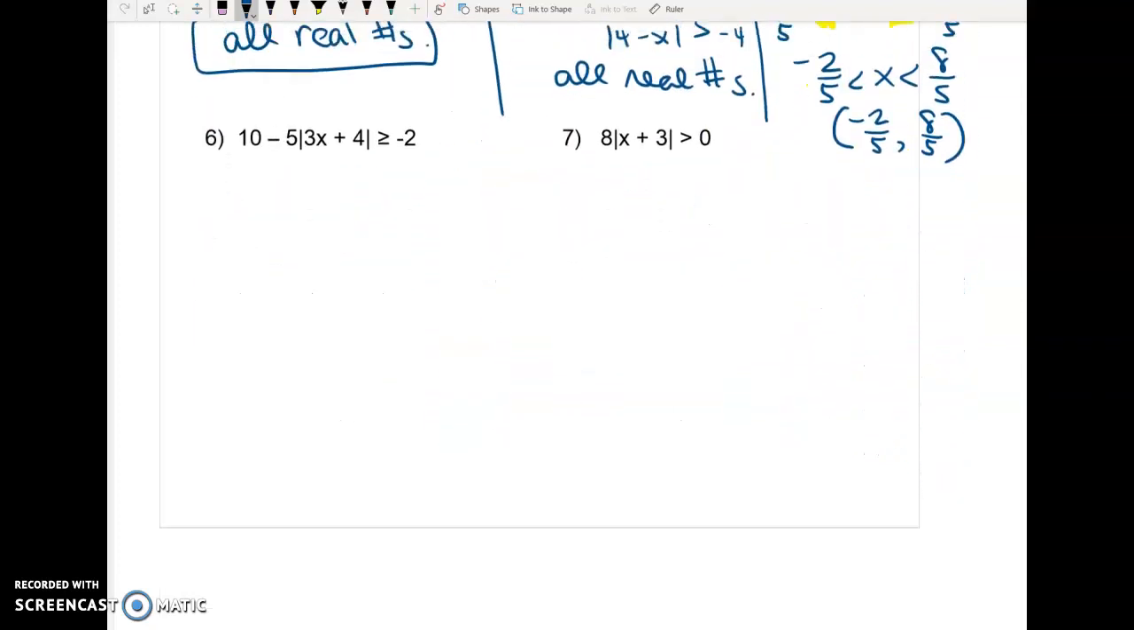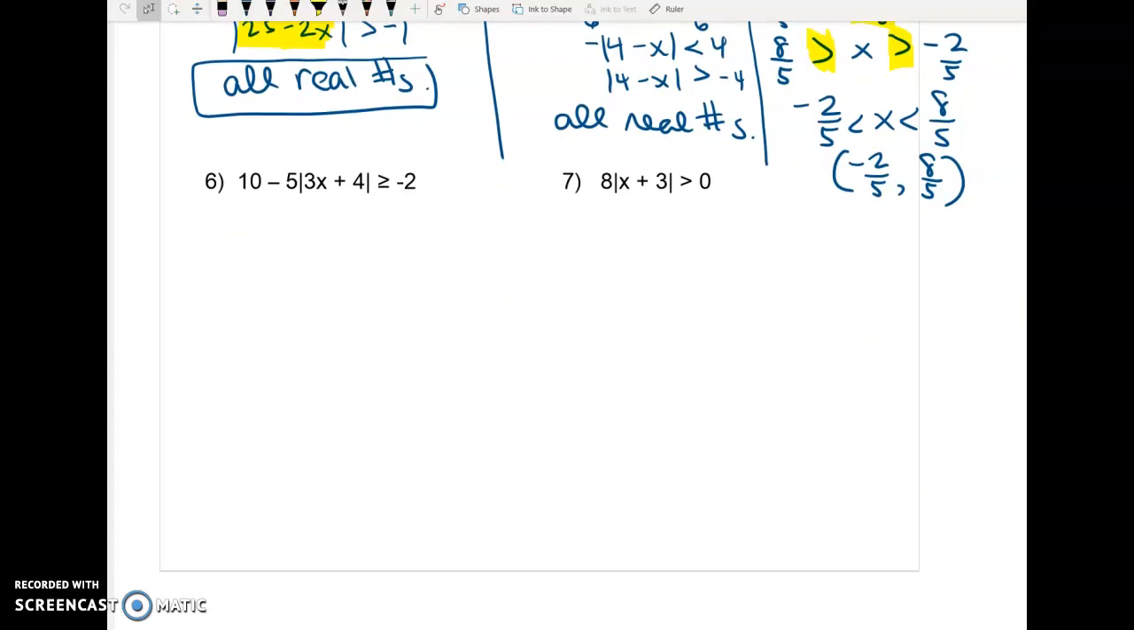Okay, last two problems here, numbers 6 and 7. We have a bunch of things going on in number 6. Let's change this up a little. I'm going to change this 5 to a 6. That'll make things a little bit easier, I think. So we're not going to have a crazy number answer for this one. All right, so what do we have to do first? If you said move the 10, you are correct. So let's subtract 10 on both sides. Negative 6 times the absolute value of 3x plus 4 greater than or equal to negative 12.